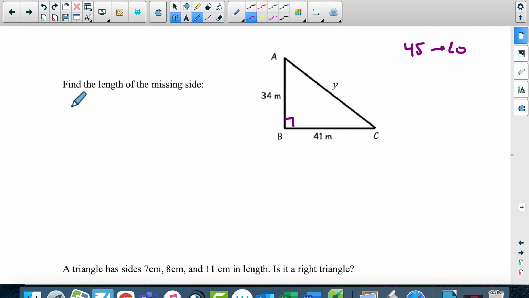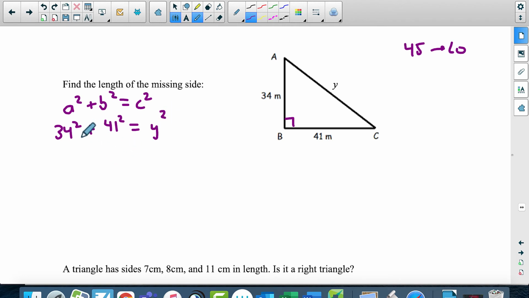So we start with our formula: a squared plus b squared equals c squared. What's a? A is one of the legs. Choose whichever one you want. I'll go with 34. So 34 squared plus b squared, b being the other leg, so 41 squared, equals c squared. C is the hypotenuse, and the hypotenuse says y. So you could keep c squared, or change it to y squared, since we're looking for what y is.